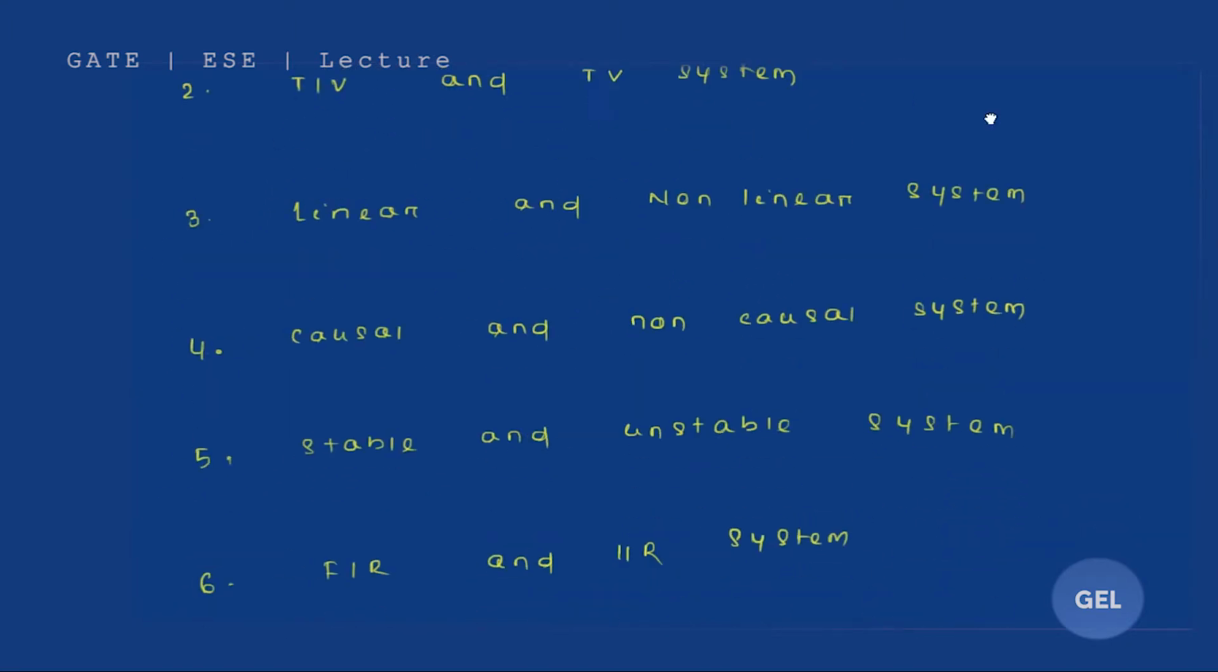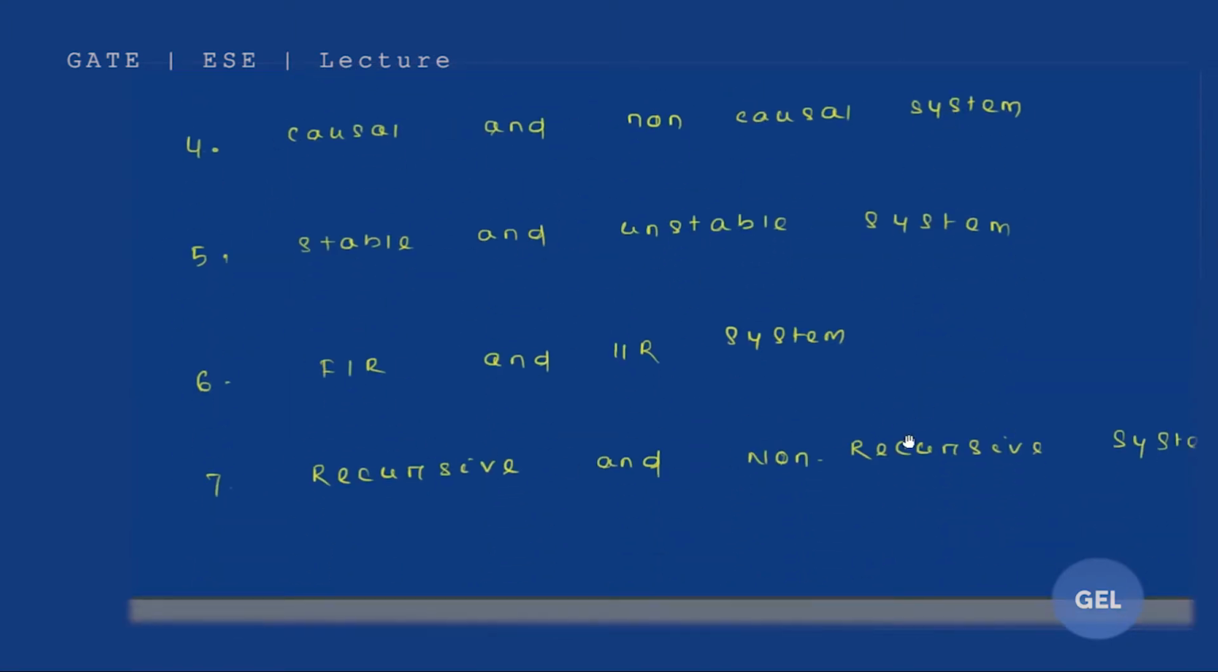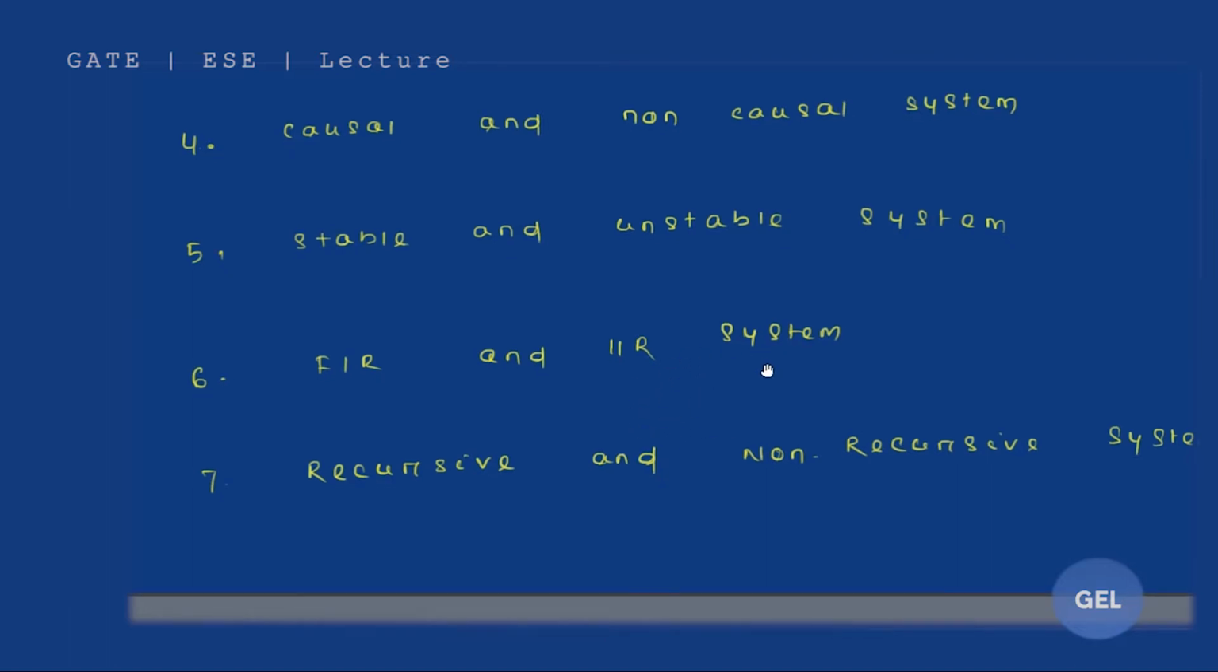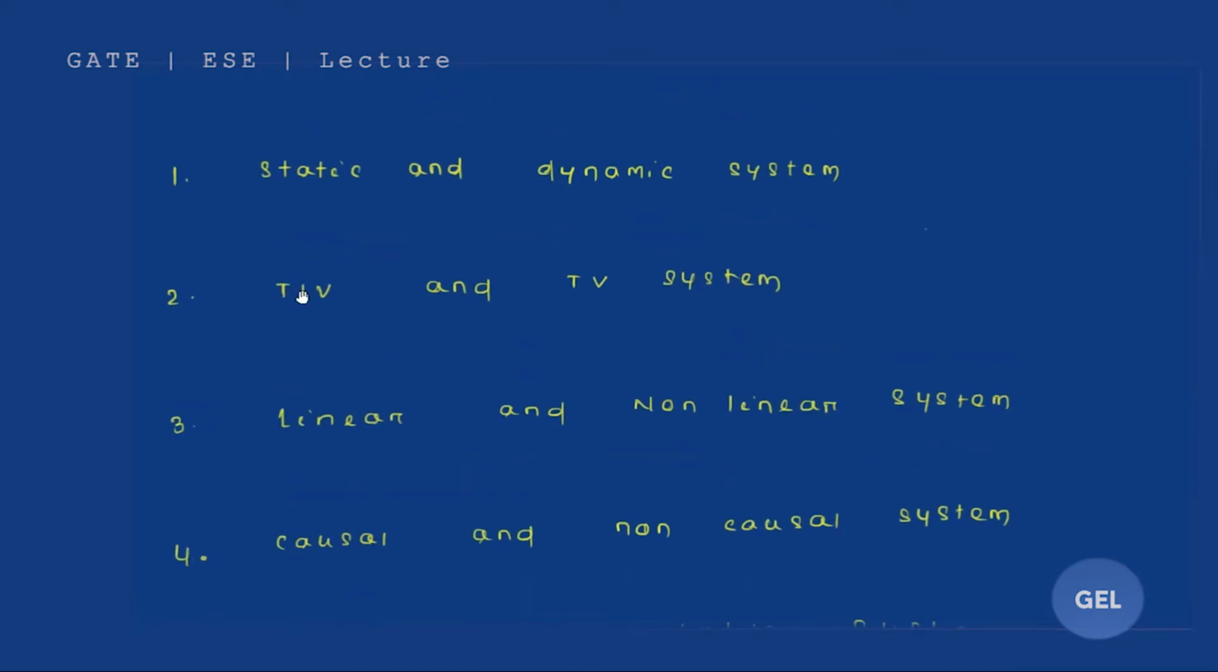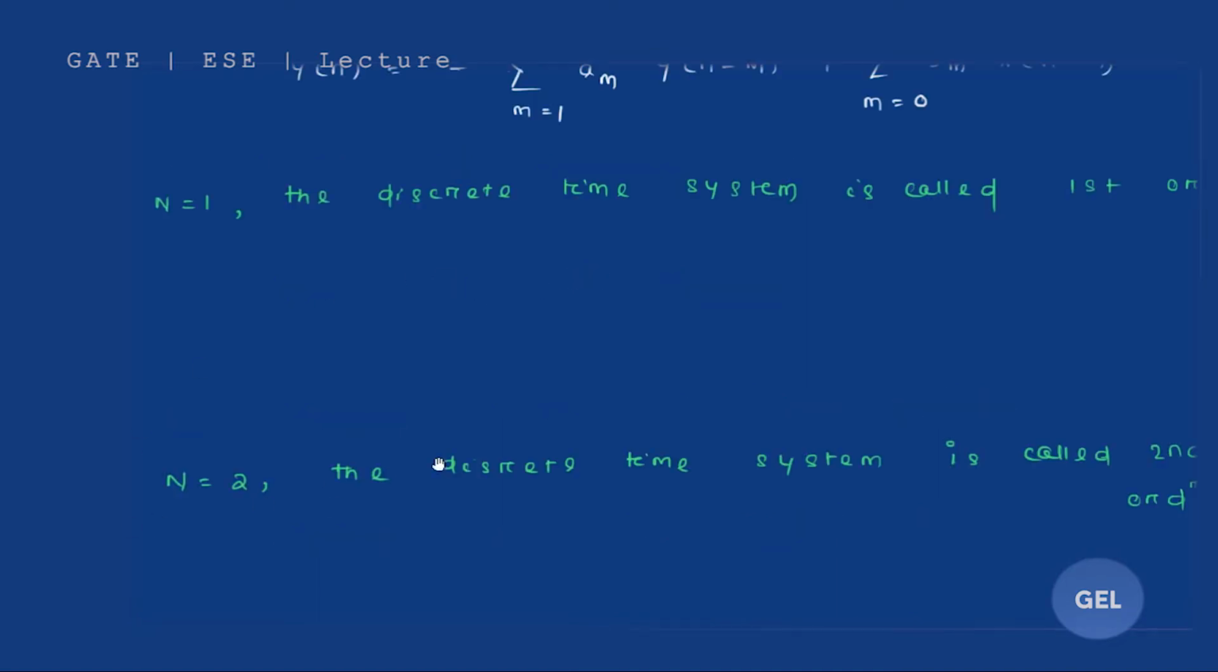Now two very important kinds of systems get added: finite impulse response and infinite impulse response systems, and recursive and non-recursive systems. These are the two very important extra classifications included in discrete time system classification. Other than this, the others are the same: stable, unstable, causal, non-causal, linear, non-linear, time variant, time invariant, static and dynamic system. Now without wasting time, let's get started with static and dynamic.